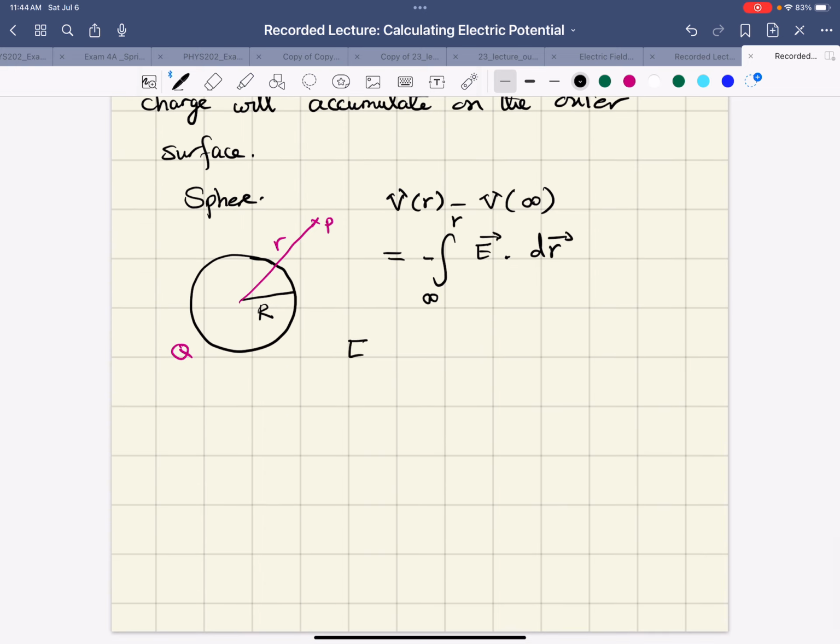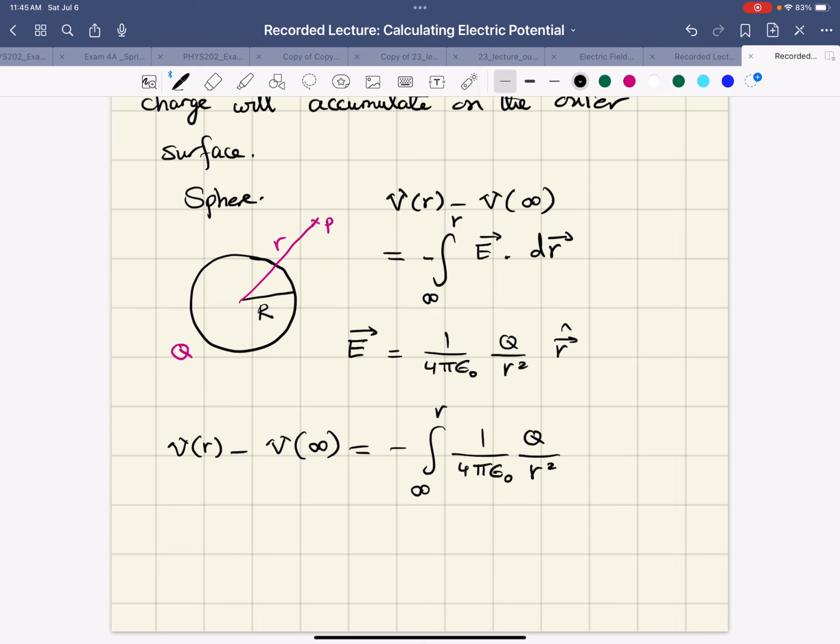We know that this was derived in chapter, I cannot remember, either by integration by the end of chapter 21 or using Gauss's law. We can use either one, but it's the same expression. This is actually the electric field of a sphere. Now I can substitute the expression for E: 1 over 4 pi epsilon 0, Q over R squared, unit vector R, times dr.